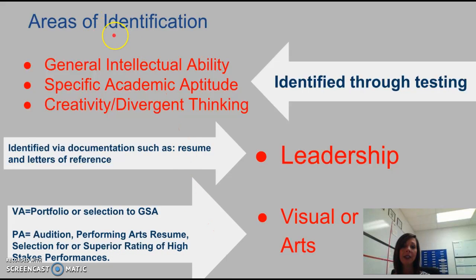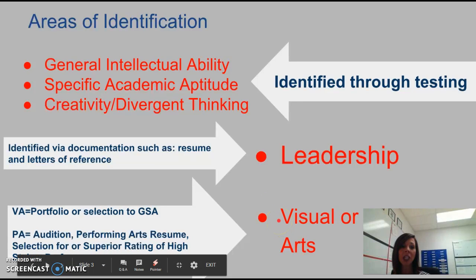The areas of identification are general intellectual ability, which we call GI many times, so you will see that on a gifted student services plan. Then there is specific academic aptitude, which can be math, science, or social studies; creativity; and we also have gifted and talented services in leadership and visual and performing arts. And they are documented in different ways.